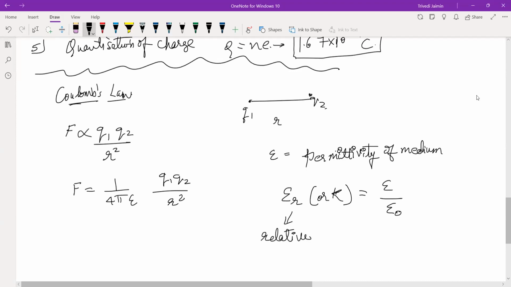See, this relation you need to remember, it will be very, very helpful. Not so much for board exams, that won't be much of a problem, but yes, for JEE exams it will be required. So this is for free space. Relative permittivity is the ratio of the medium to the free space. Free space in the sense vacuum or anything. This is for medium.